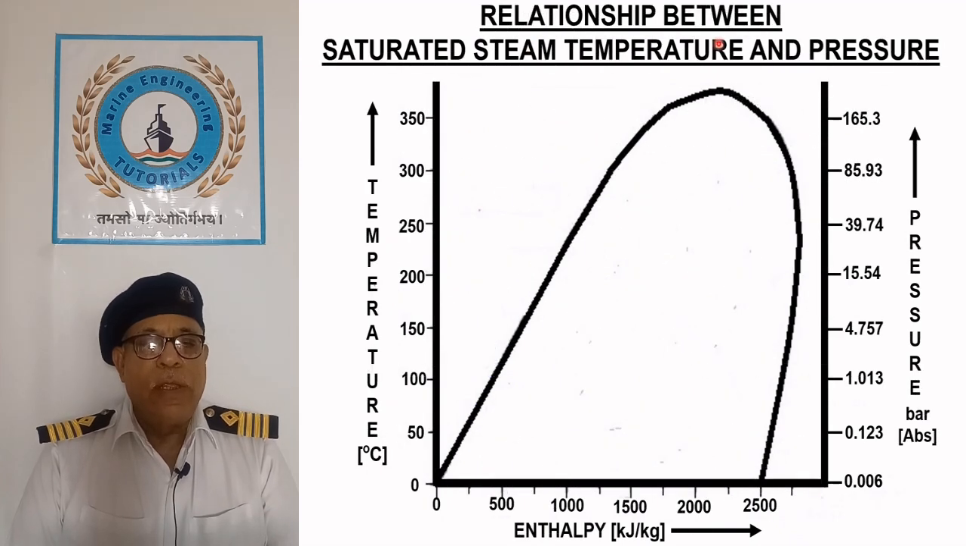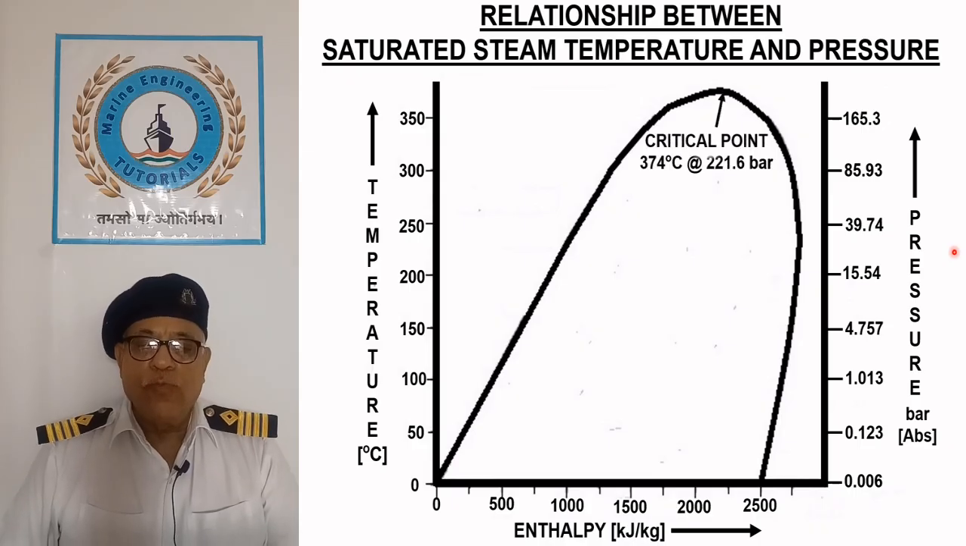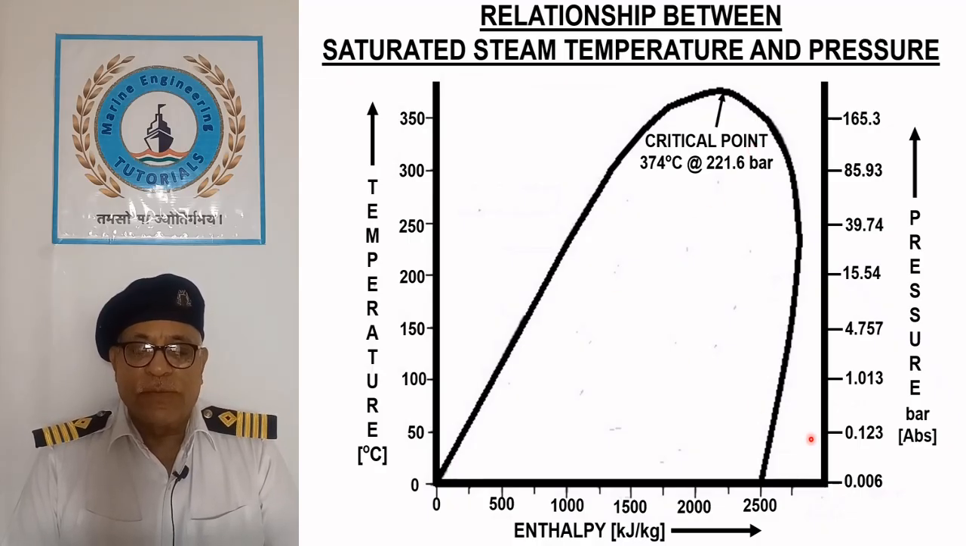Relationship between saturated steam temperature and pressure. This diagram shows the relationship between the temperature and enthalpy, where absolute pressures are also shown corresponding to the saturated steam temperature. From this diagram, it can be stated that saturated steam temperature increases as the pressure is increased up to the critical point.